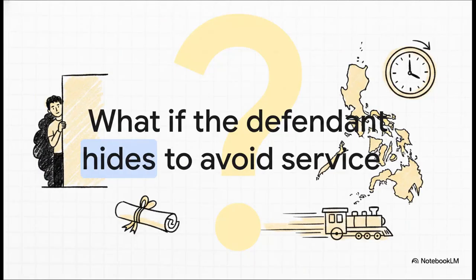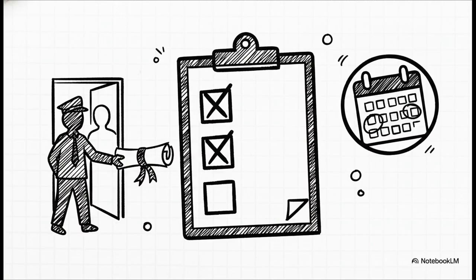But let's look at a really practical, messy, real-world scenario. What happens if the defendant knows the lawsuit is coming and literally goes into hiding to avoid being physically handed this document? Do the wheels of justice just stop turning? Thankfully, no. The rules adapt through what's called substituted service. But the requirements here are incredibly strict. The serving officer has to formally prove that prompt personal service was impossible within 30 days. They have to meticulously document at least 3 failed attempts to find the person on at least 2 different dates.